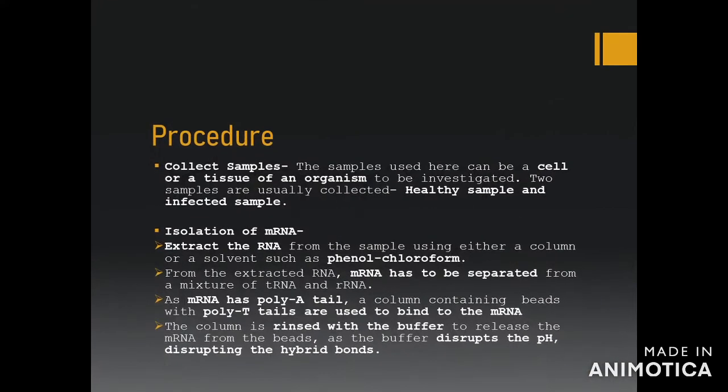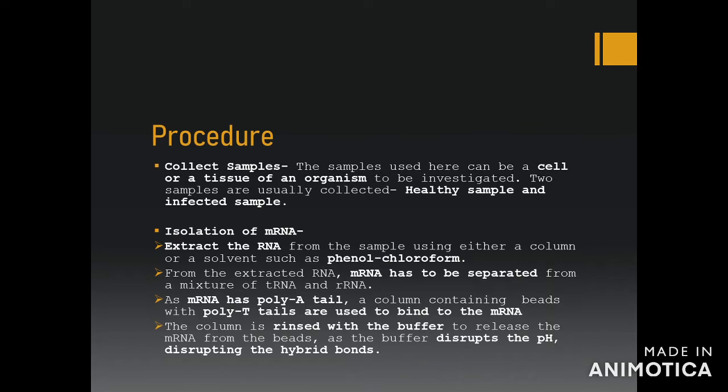So moving on to the procedure, how it is done. There are various steps, and I'll be taking you through them. The first step is collection of samples. The sample used here can be a cell or a tissue of an organism that is of your interest, or that is being investigated. Usually two samples are collected. One is a healthy sample and the other one is an infected sample.